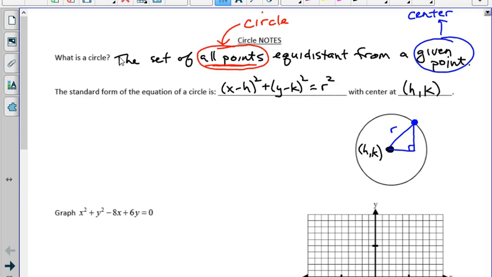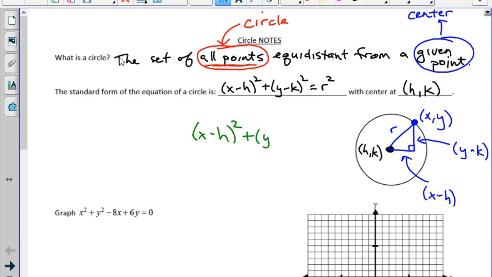If we want to find a point (x, y) on the circle, this distance would be x - h, and this distance would be y - k. And so notice if we just did the Pythagorean theorem, we would have (x - h)^2 + (y - k)^2 = r^2. And that would be how we end up with the equation of a circle.